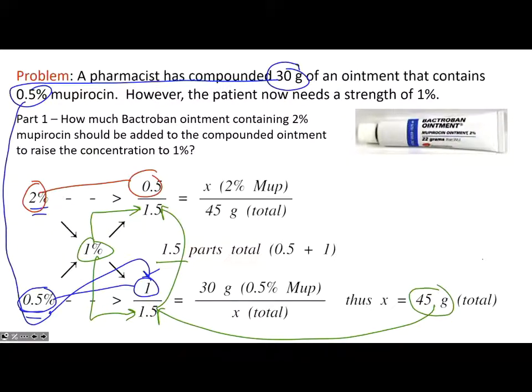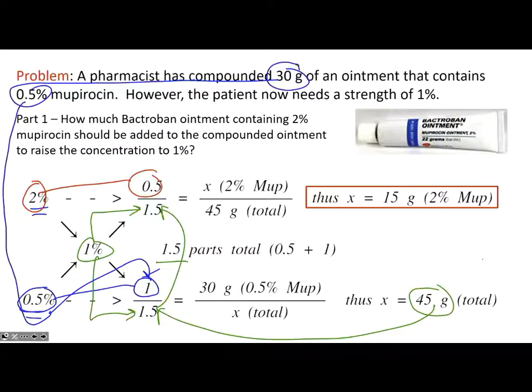So now what I can do is go back up to my 2% and say that I need 0.5 of the 2% out of 1.5 total. I now know the total, so I can set that equal to x over the 45 and solve for x, and that would be the weight of the 2% mupirocin. So you solve for that, you get 15 grams, okay? But does it also make sense that if I have a total of 45, and I'm using 30 grams from my 0.5%, that 45 minus 30 equals 15? The remainder of that weight would come from that. So that intuition is great, but I want to make sure you can still match your weights with what they represent in the proportions so that you can use those proportions to find your answers.